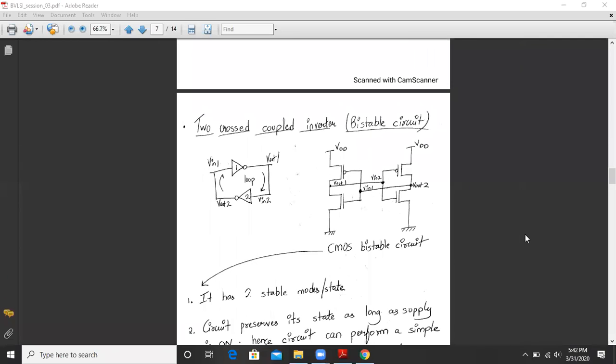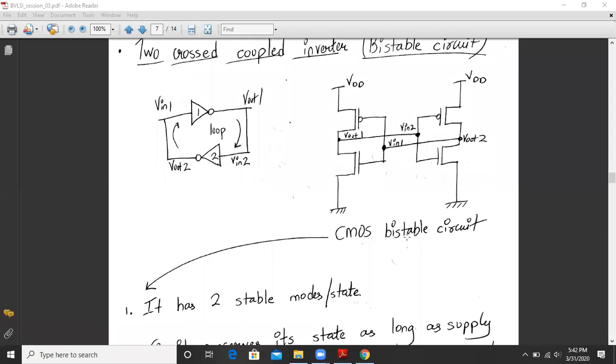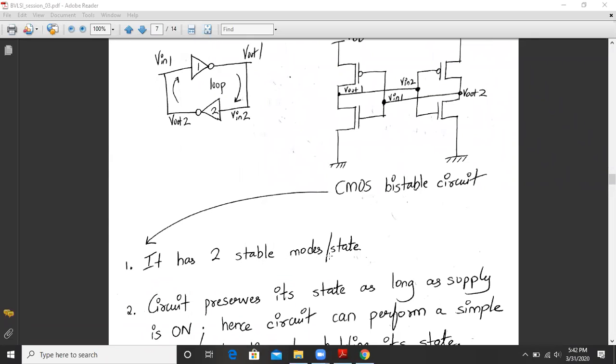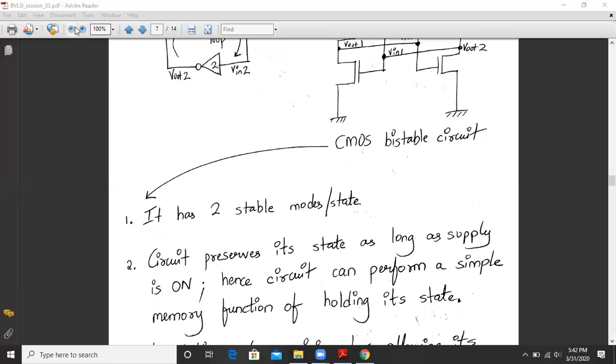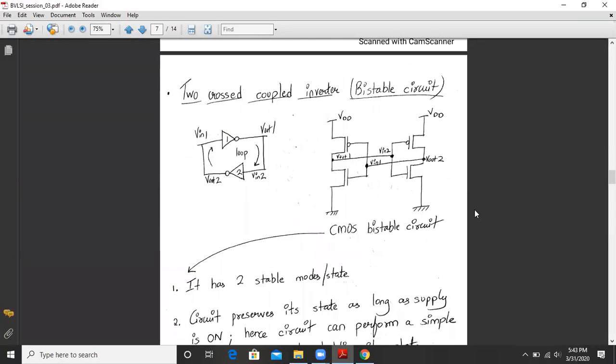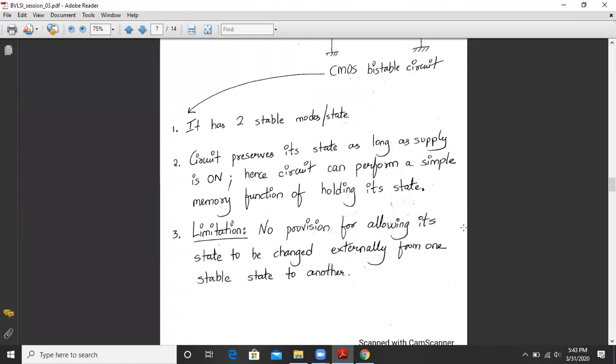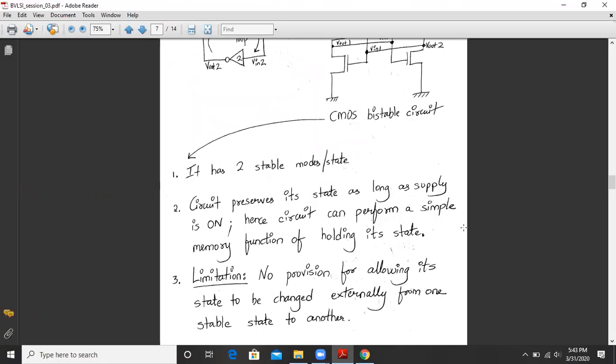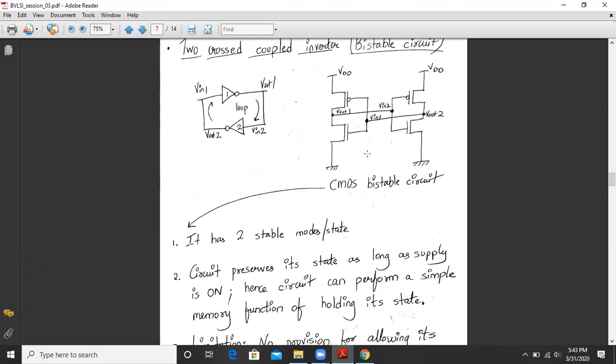So here is a summary of whatever we have discussed. The CMOS bi-stable circuit has two stable states or modes. The circuit will preserve its states as long as the power supply is on. Hence, it can perform a simple memory function of holding its state. The only limitation of this bi-stable circuit is it has no provision for allowing its state to change externally from one stable state to another. Once the state is fixed, there is no provision to change it externally whatsoever.